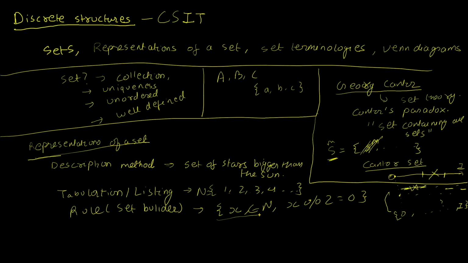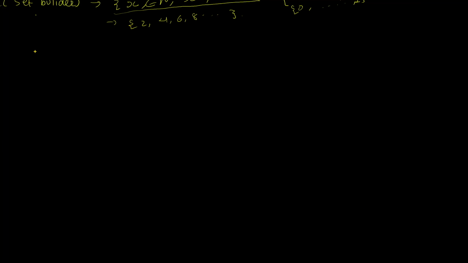And this is based on a rule. If I were to list this, I would actually be listing 2, 4, 6, 8, the set of even numbers that give me a remainder of 0 when divided by 2. Okay, so that was about set representations.